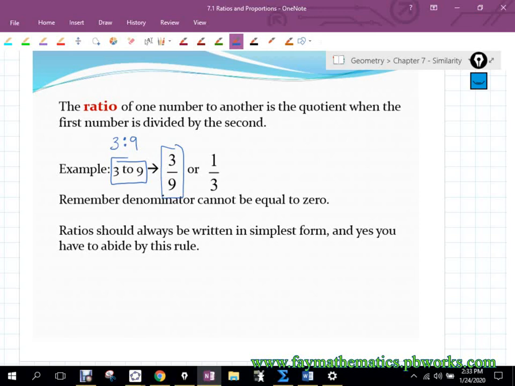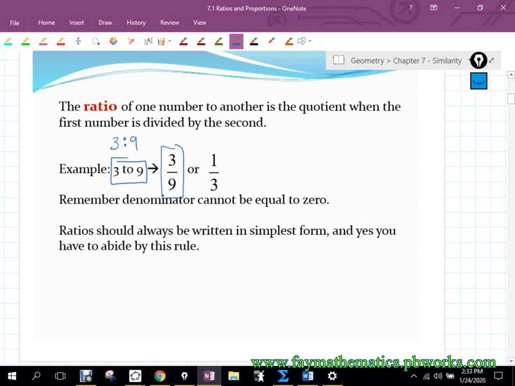So we got 3 to 9. You can still read it 3, 9, 3 compared to 9, 3 divided by 9. But when we make comparisons, we like to do that in lowest terms. It makes sense most of the time to do it in lowest terms. So we like to rewrite it as 1 to 3.